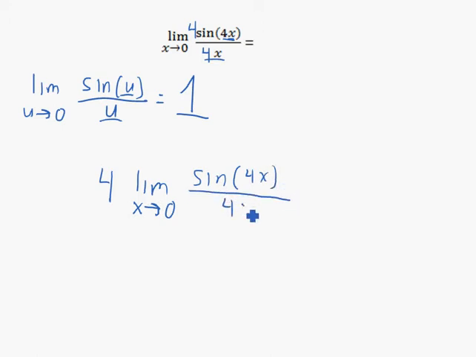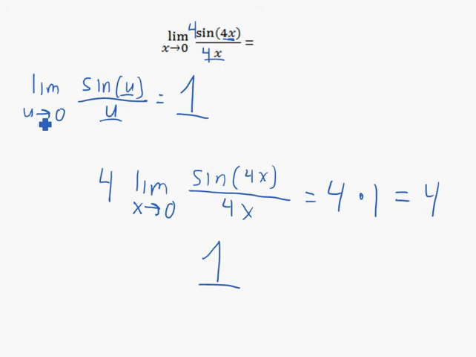And now, since I have the same thing in the sine as I do down the bottom, and as x goes to 0, both of these are going to 0. 4x goes to 0 if x goes to 0. This just equals the 4 from out front times 1, which is 4. This limit in here is just 1 because it's the same thing as this up here.